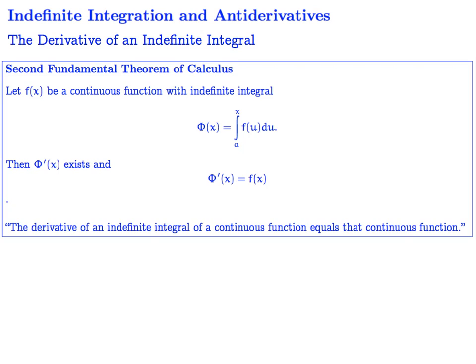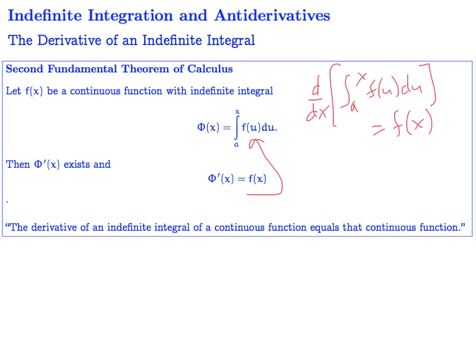So it says, take yourself a nice continuous function that has a nice indefinite integral. Pick any one you want and try to take the derivative of it. As it turns out, if you take the derivative of this indefinite integral, what you're going to get is that phi prime of x is equal to f of x, the function that you're taking the indefinite integral of. So what does this mean? This means that if you take the derivative of the integral of this function, you're going to get the function that you started with.